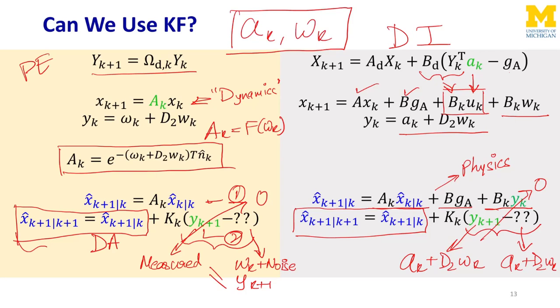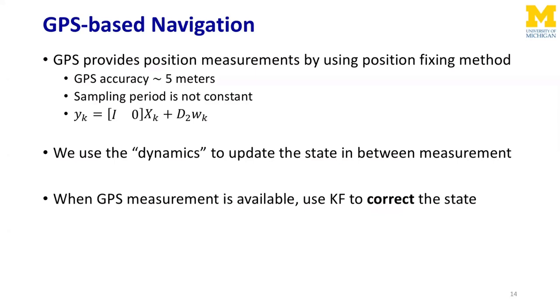So to use the Kalman filter, we really need a measurement which includes a component of the state. So what technology is going to provide us that measurement? Usually it is the GPS. The Global Positioning System can provide you position measurements, and it uses the position fixing method. The way it measures the position is irrelevant. You've seen it in the previous lecture. The fact is that GPS provides you position measurements, but they're not very good. The accuracy is no better than 5 meters.